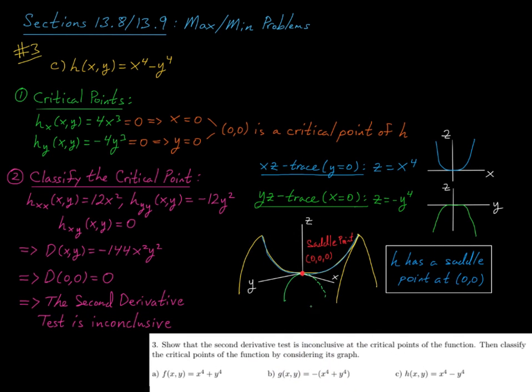Cool. Well, big takeaway from this again is that in the case when d is 0, it's possible to have a local min, that's part A. It's possible to have a local max, that's part B, and it's possible to have a saddle point. That's why the test is inconclusive.